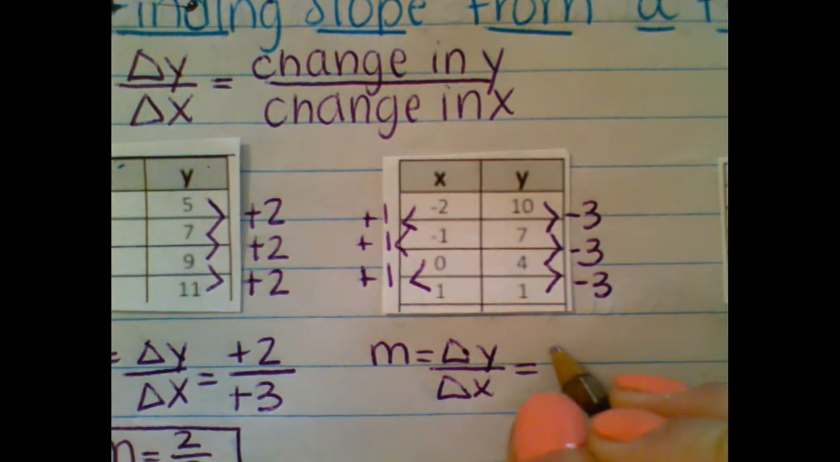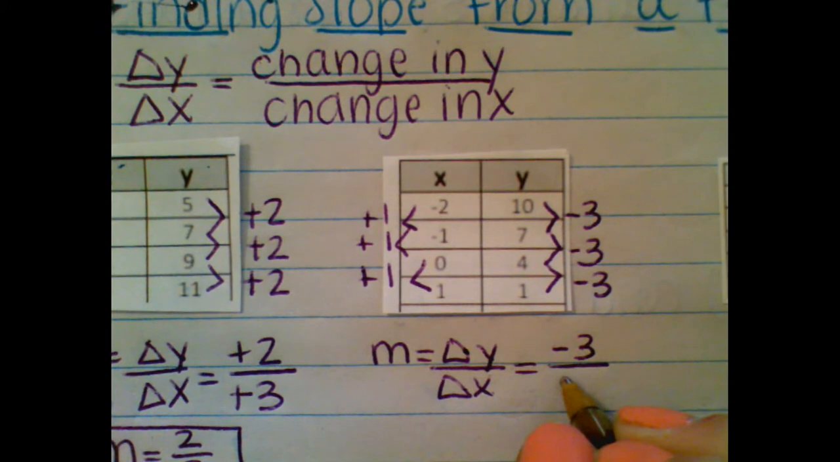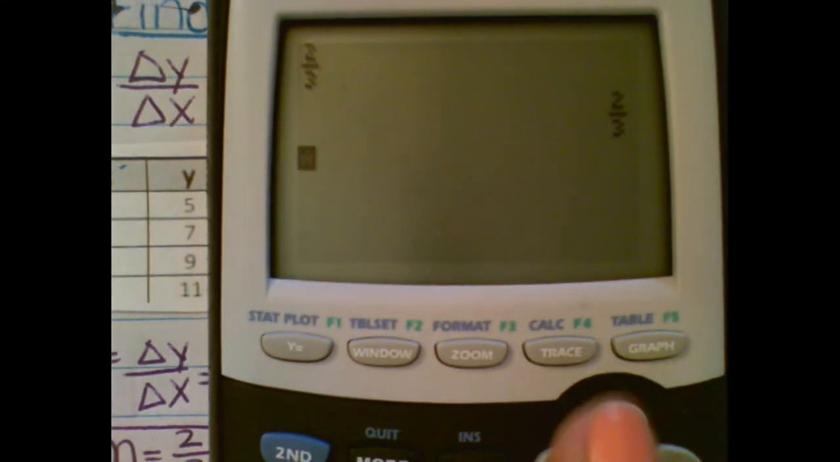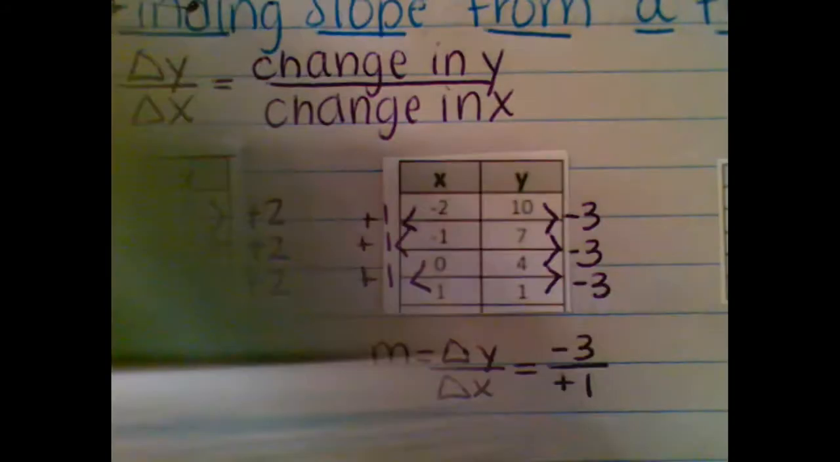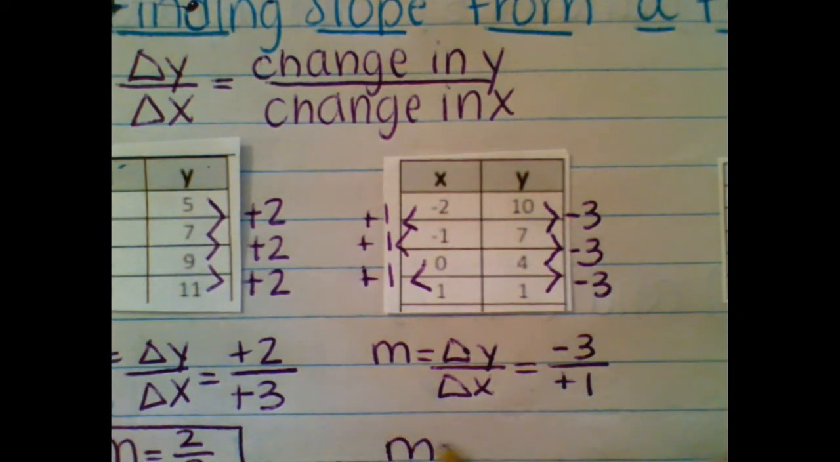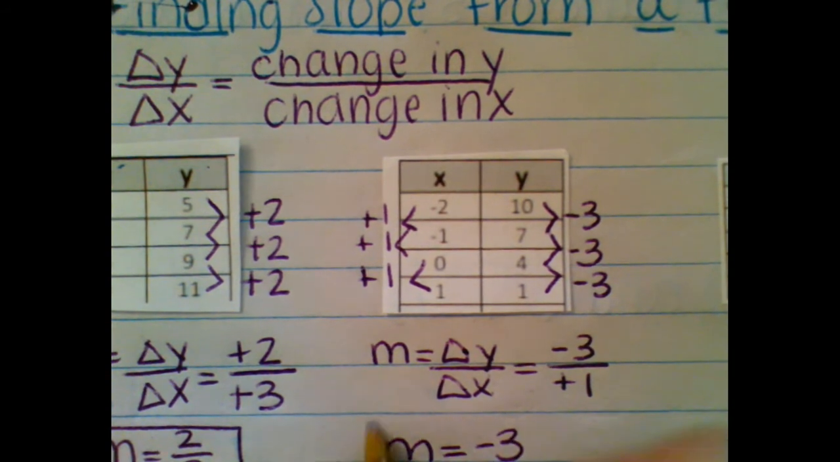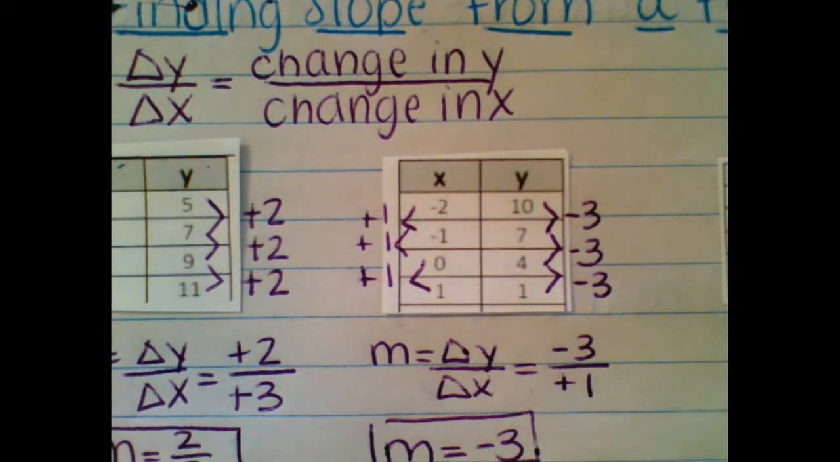So in this case, I have a negative 3 over a positive 1. So we want to do the same thing. We want to use delta y over delta x equals negative 3 over positive 1. And it simplifies to just negative 3, so I can just write that. So my answer here is just going to be m equals negative 3. No fraction needed.